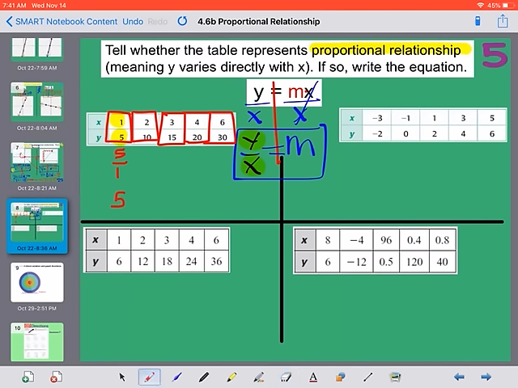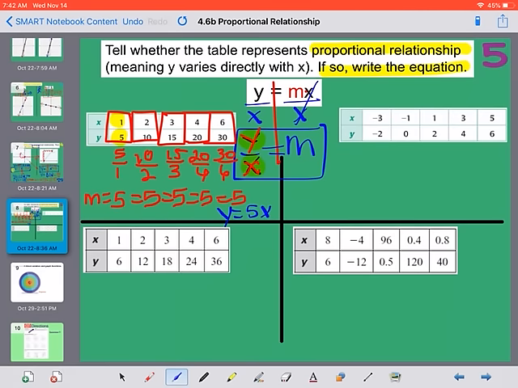So if we continue to do y divided by x, we have 10 divided by 2, which is 5. Those are equal so far. If we continue, 15 divided by 3, yep, that's 5. 20 divided by 4, yep, that's 5. And 30 divided by 6, yes, that's 5. So because our slope is the same, we need to write an equation. We know this is our slope, what we just found, m. So our equation would be simply y equals 5x. You're just taking your equation from the beginning, y equals mx, and plugging in your m, 5.